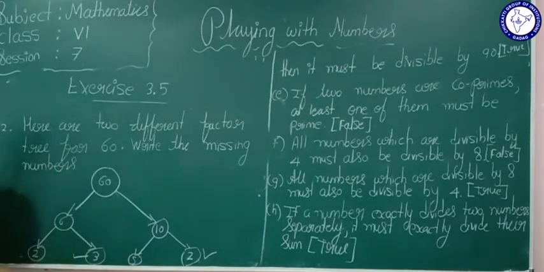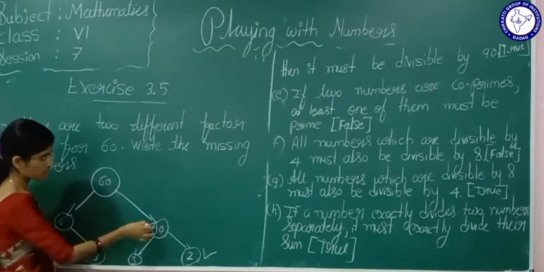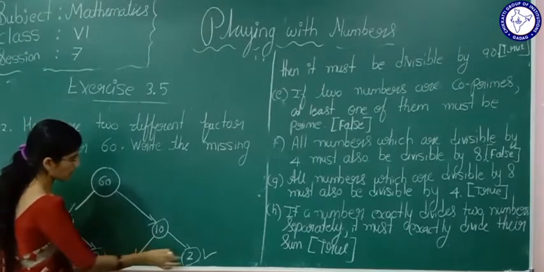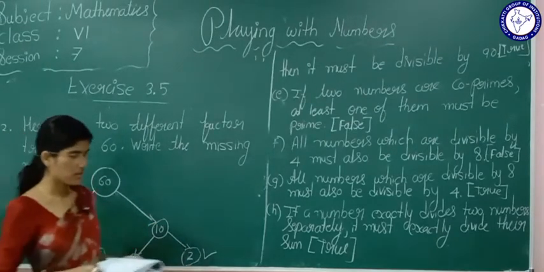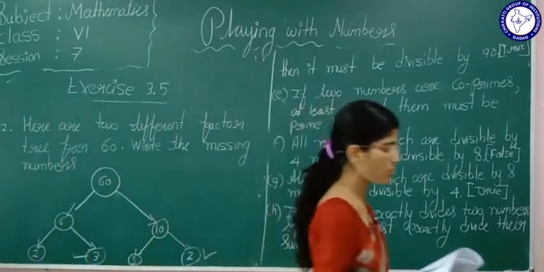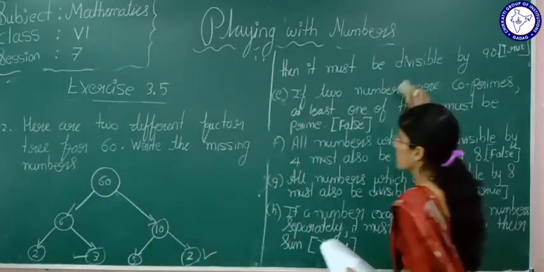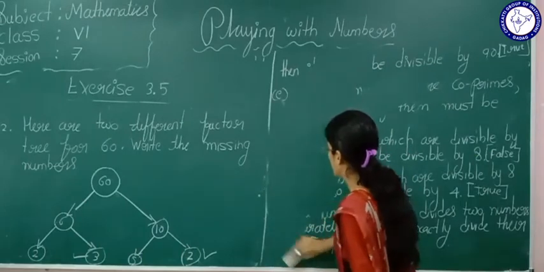Now see here, 6 tens are 60, right? 6 and 10 are the factors of 60 definitely. 2 and 3 are the factors of 6; 2 threes are 6. The factors of 10 are 5 and 2; 5 twos are 10. This is about the factor tree. In a similar way, the second one you have to solve by yourself. Now we will see the third one.